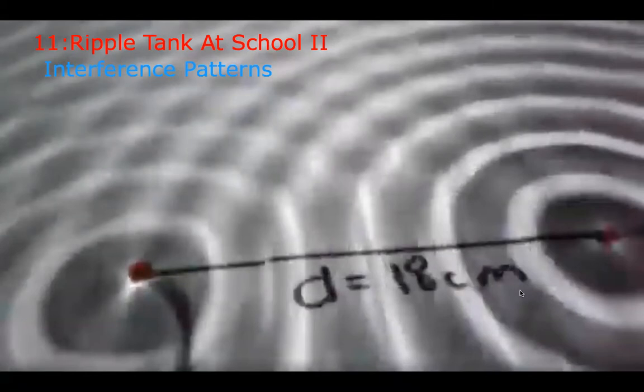Ripple Tank at School, Part 2, Interference Patterns. We have here the point source, the second point source, and they're sending out waves. They form circles that overlap. When they overlap, they form interference patterns. This is a screenshot from the video of the lab I did at school in our wavelength.